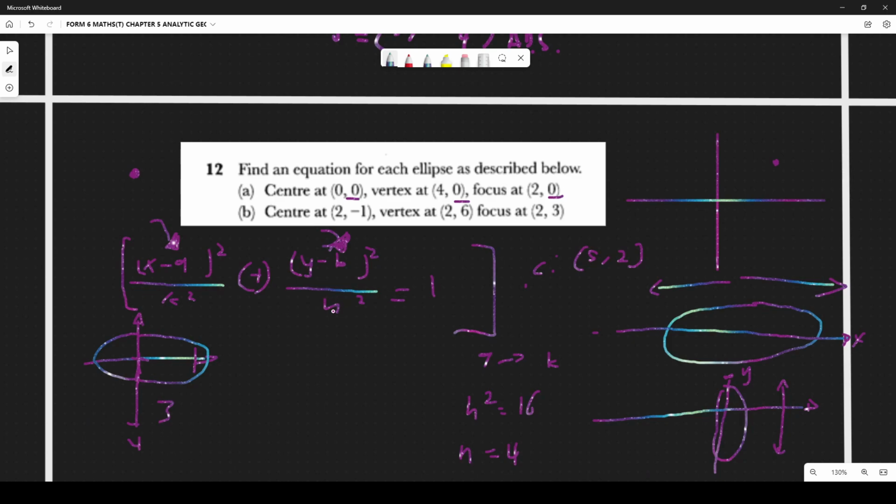So in this case, since h is more than k, h squared is confirmed more than k. This is the major, and this is the minor. I'll use capital M for major, and this will be the minor axis. So this will look like a semi-tall potato.